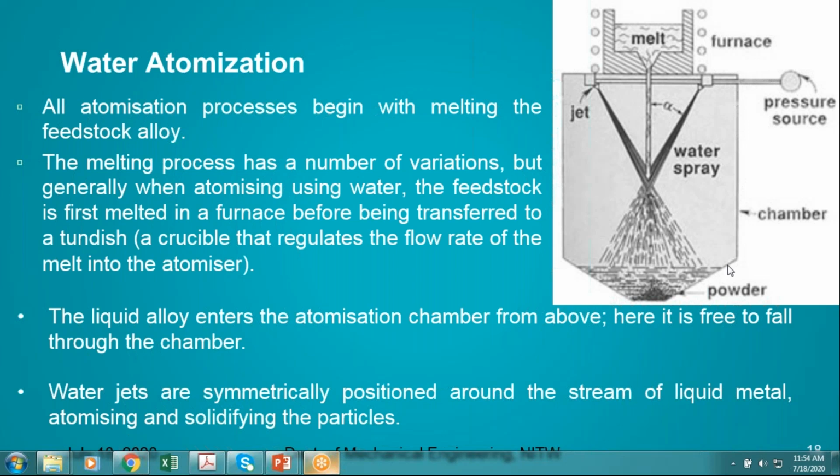But generally, in water atomization, the feedstock is first melted in a furnace before being transferred into a dish. Before transferring into the dish, we have to melt the billets we are using for powder production, and it has to be transferred into the dish. The liquid alloy enters the atomization chamber from the furnace. From the furnace, it goes through the free fall of this orifice. Through this orifice, it freely falls into the atomization chamber.